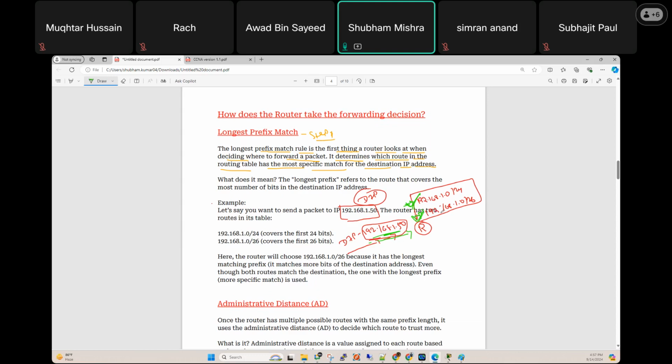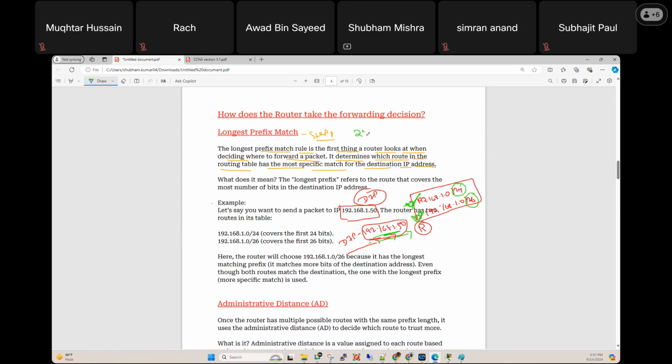Now the router will check 192.168.1.0. What is the subnet mask here? /24. And what is the CIDR value here, guys? /26. It means /24 means what? Who can tell me?